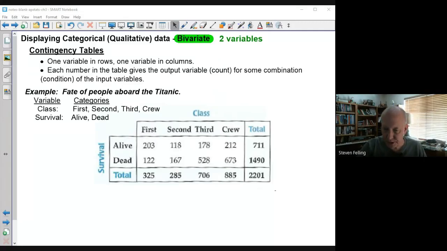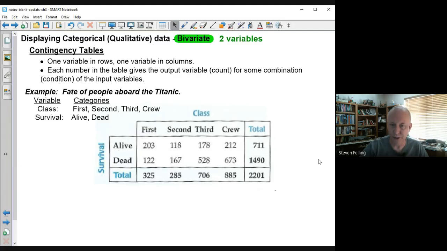Okay, this will be the second part of the Chapter 3 AP Statistics lesson video. We're going to pick up on the next part of the notes, which is talking about bivariate data, which will be two categorical variables written in the form of a table. So this is called a contingency table.